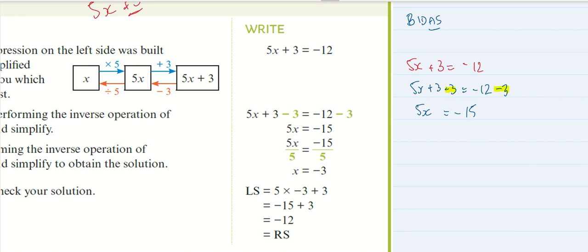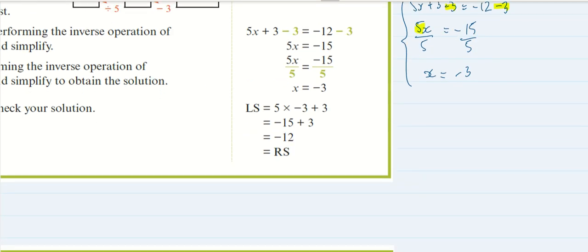Now, what's the opposite of times 5? It's got to be divided by 5. So what I'm going to do is divide both sides by 5, and then I'm just going to write x equals, well, negative 15 divided by 5. 5 3s are 15, so this has got to be negative 3. So this is the amount of working that I would expect to see you doing in your book. Let's have a look at the next one.